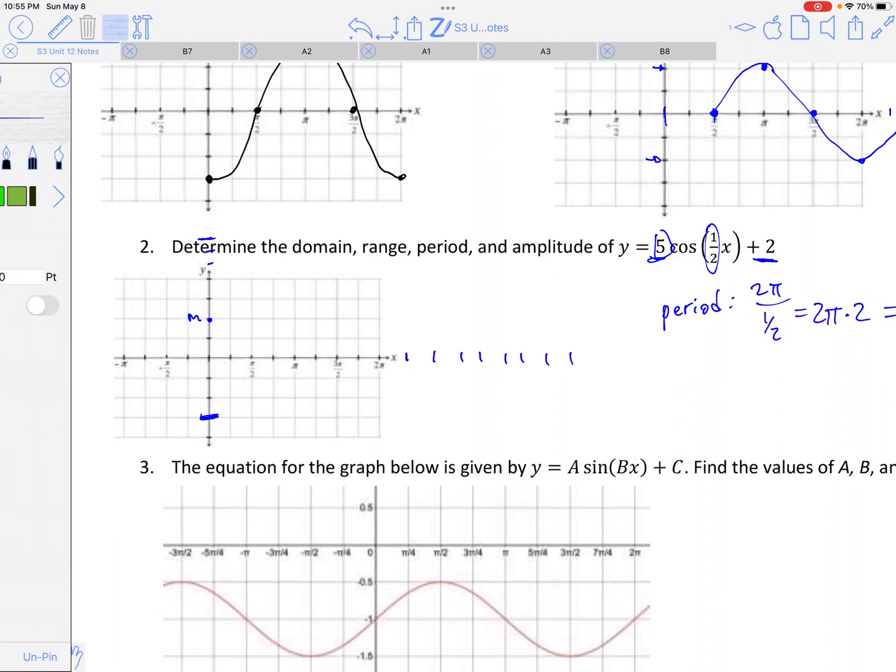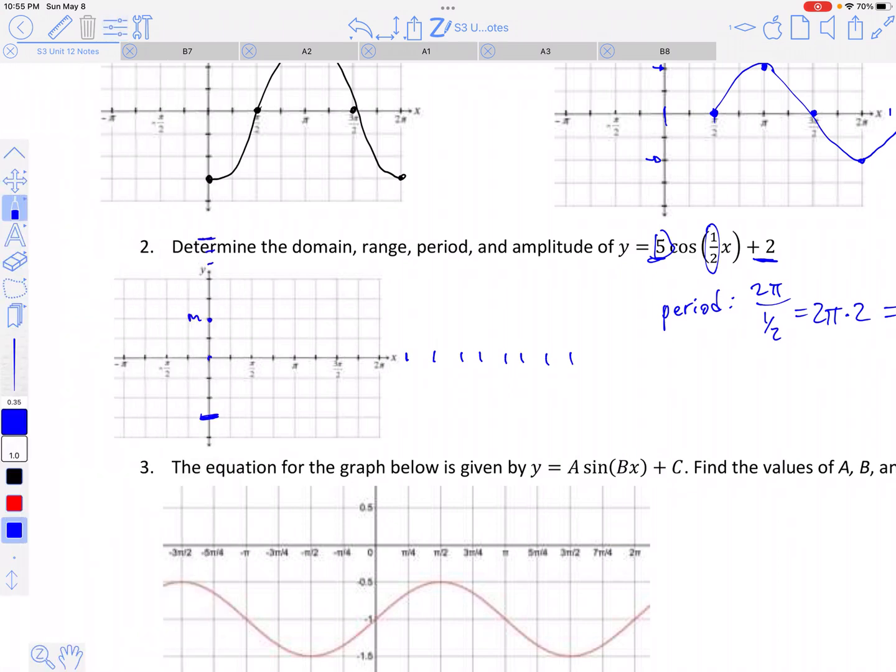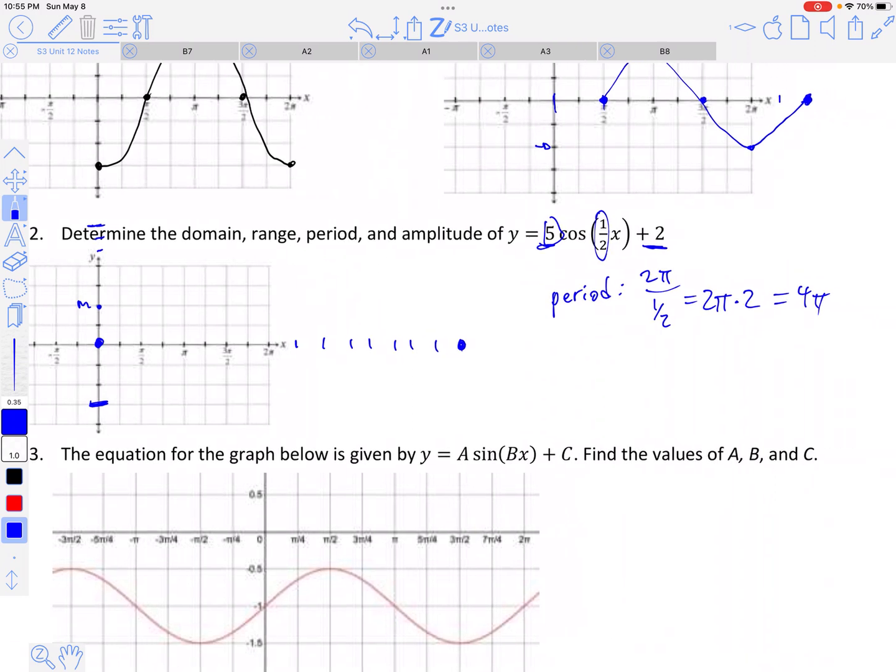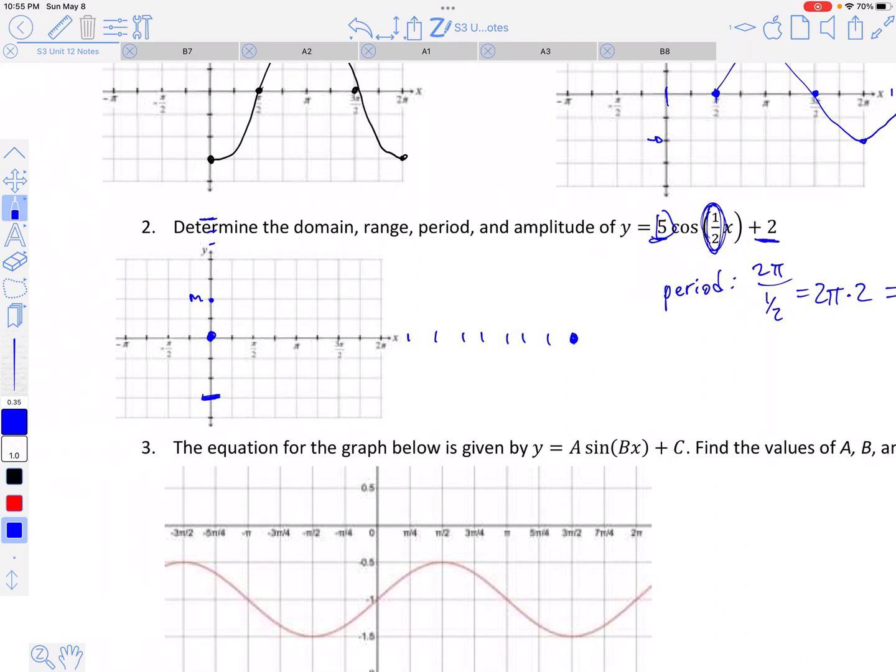So my graph will start at 0 because there's no phase shift, but end at 4 pi because this 1/2 is affecting the input. It's halving the input every time I plug it in, so it'll move a lot slower. Okay, so my midline here.